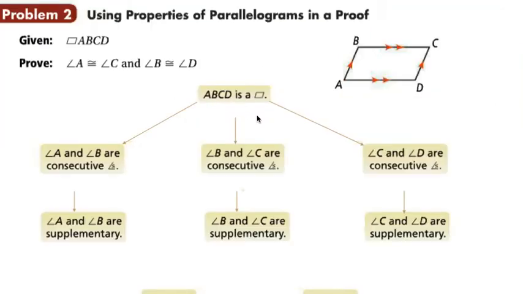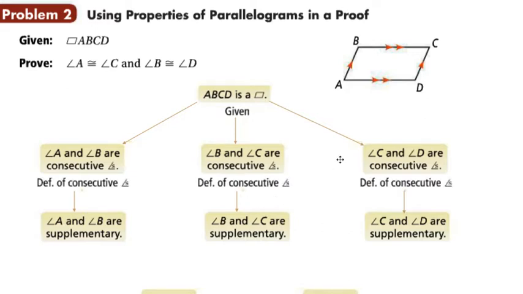So here's a problem where we're doing a proof. We're given a parallelogram ABCD. We want to prove that those opposite angles A and C and B and D are congruent. So we're going to start off. ABCD is a parallelogram, that's given. So we know that angle A and B are consecutive angles. A and B are consecutive, they're next to each other. Likewise, B and C and D are all consecutive angles, and that's just the definition of what a consecutive angle is.